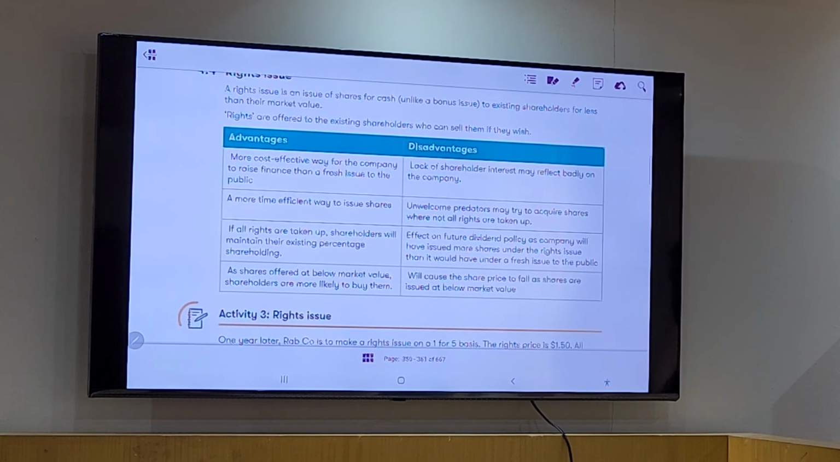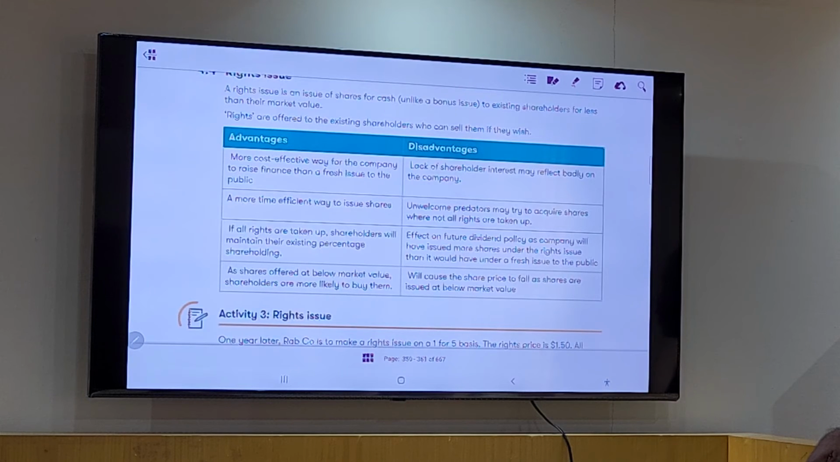We have advantages as well as disadvantages. It is a more cost-effective way for the company to raise finance than a fresh issue to the public. It is a more time-efficient way to issue shares because we already have people. If all rights are taken up, shareholders will maintain their existing percentage shareholding. As shares are offered below market value, shareholders are more likely to buy them.